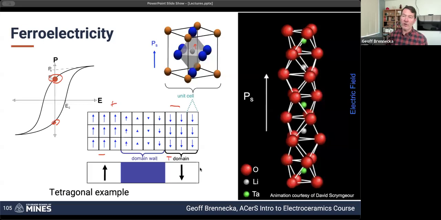So I've stolen a cartoon from David Scrimger, former colleague at Sandia, that put together this animation for his PhD thesis 100 years ago or so for lithium tantalate, showing how the displacements of the ions look as you're applying the electric field and changing the polarization. And so while this is for lithium tantalate, the same concept applies for barium titanate and PZT and all the others that we're going to be discussing. And so again, this is a simplified version for tetragonal, where the polarization axis is directly along the 0, 0, 1, along that C-axis of the unit cell.